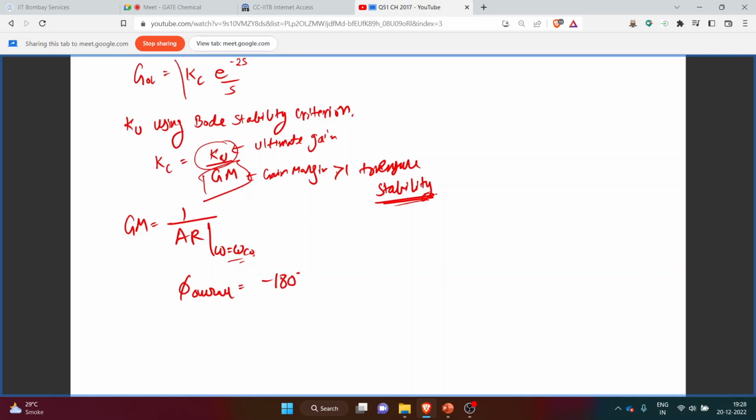So for this given transfer function, we can write the overall phase lag as follows. For this Kc it will be simply 0. For e raised to minus omega tau, it will be simply minus omega tau, and we need to convert it into degrees, so it will become minus omega tau into 180 upon pi. And for this 1 upon s, the phase lag will be minus 90 degrees.